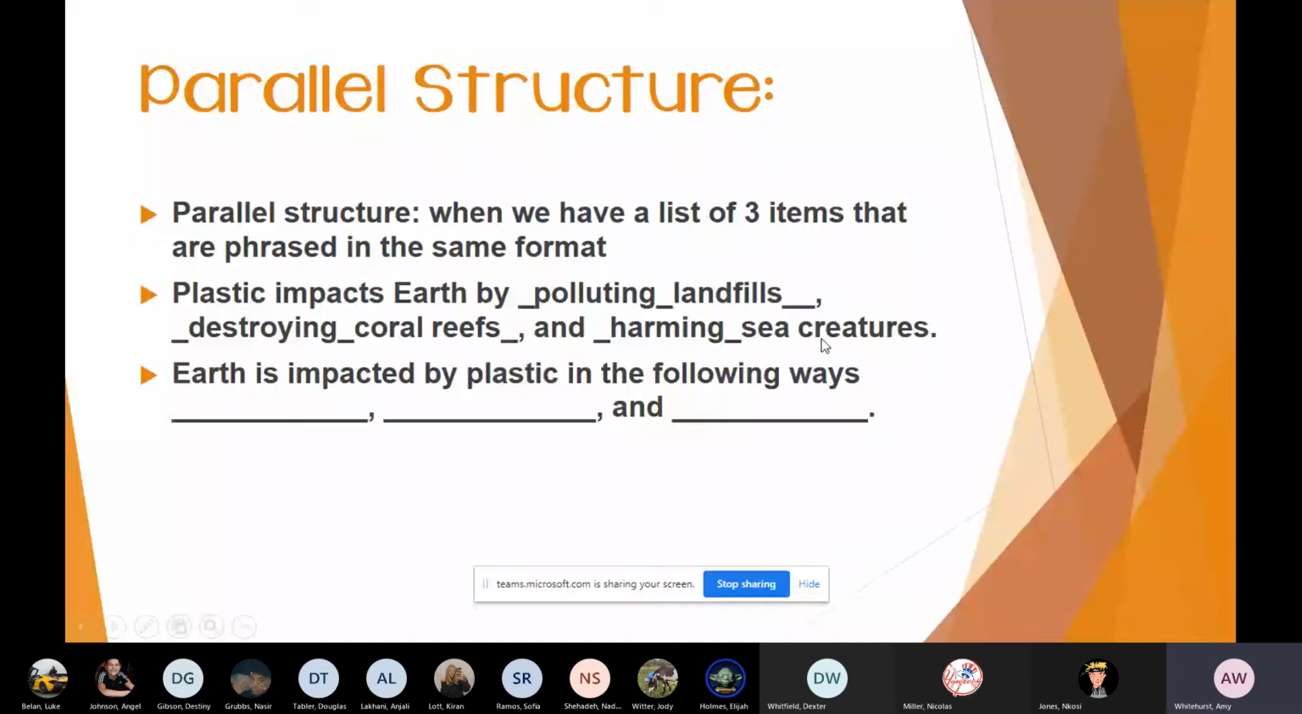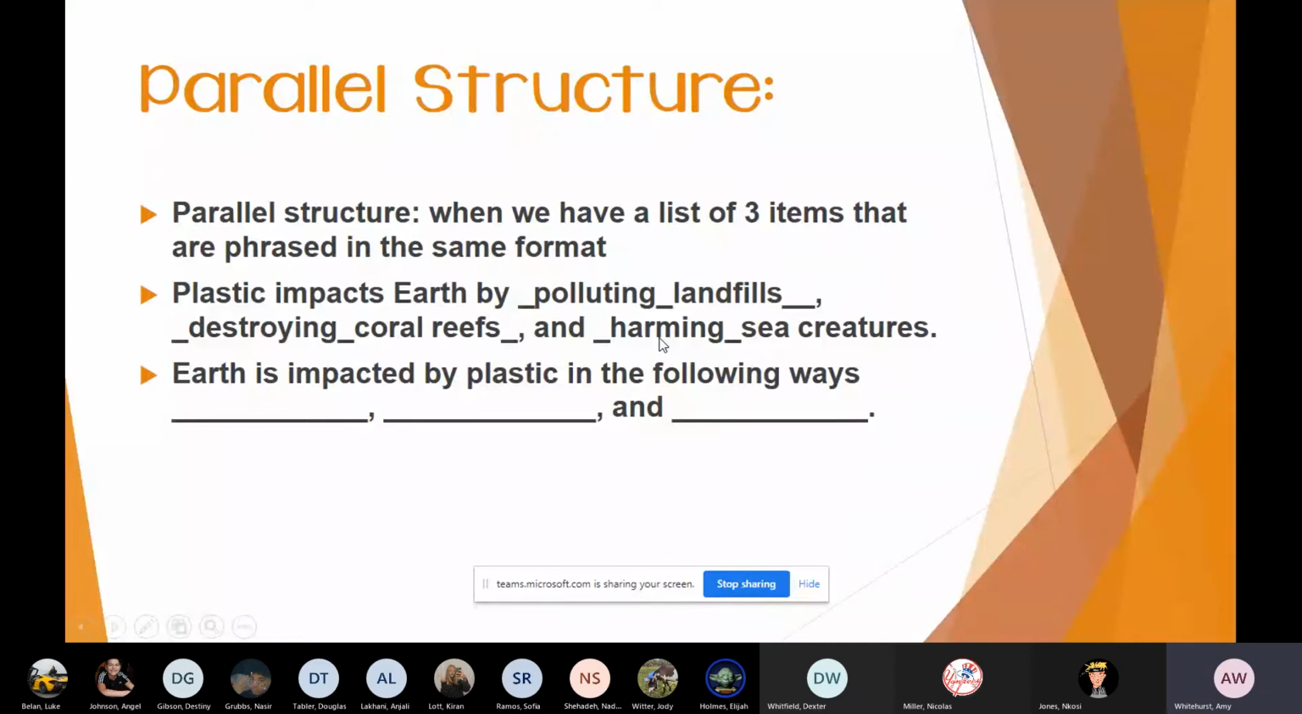Again, the main thing with parallel structure is that you want to focus on the suffix of your beginning phrase. So for example, plastic impacts Earth by polluting landfills, destroying coral reefs, and harming sea creatures. Because all of those ended in ing, that's our suffix, we really have a nice flow, right? You can do this in several ways. It does not always have to be ing.